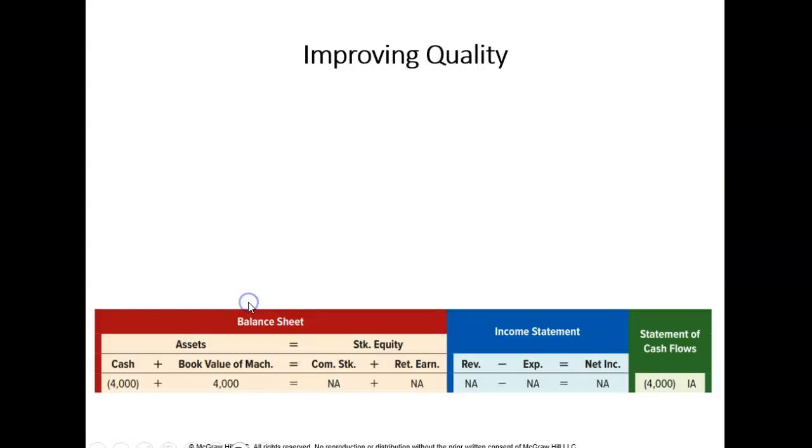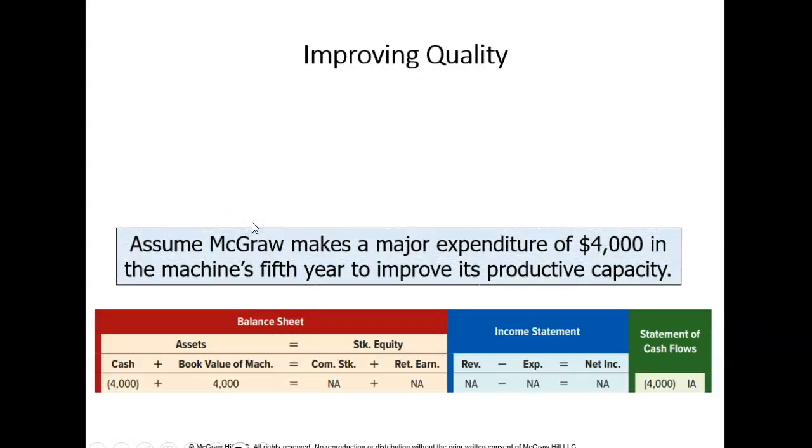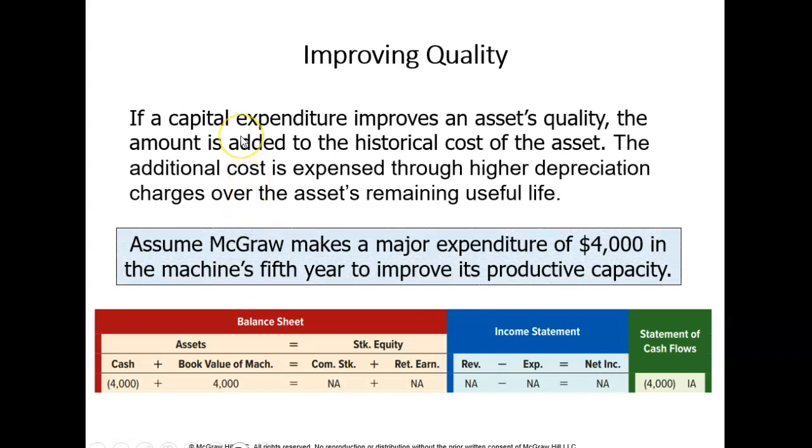Okay? When that happens, those types of costs you're not going to expense right away, but they're going to be included or added to the actual cost of that asset. For example, we made a major expenditure to our machine at a cost of 4,000 that would improve the capacity of that machine. So this cost you're not going to expense right away. That 4,000 goes into the actual machine account to increase its value.